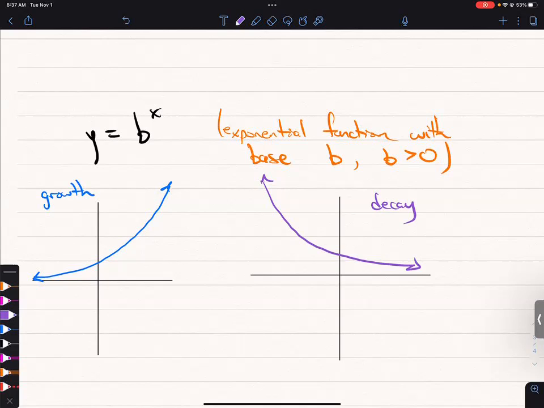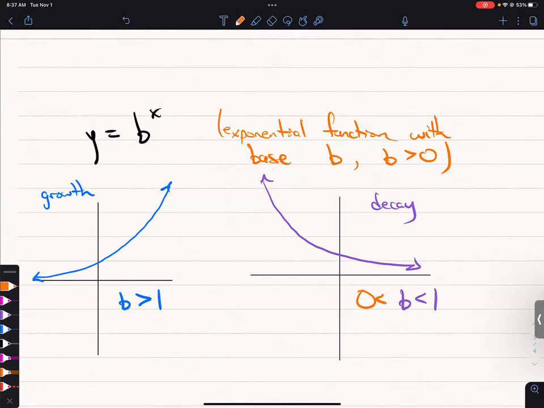And the only thing that determines which case we're in, which thing it falls into, is the size of the base. So if the base is bigger than 1, we end up with a thing that grows over time. If the base is smaller than 1, we end up with a thing that decays over time. And again, base is always positive, so between 0 and 1, right?